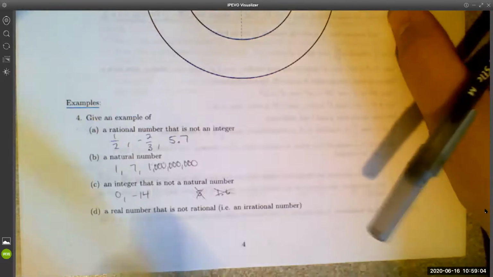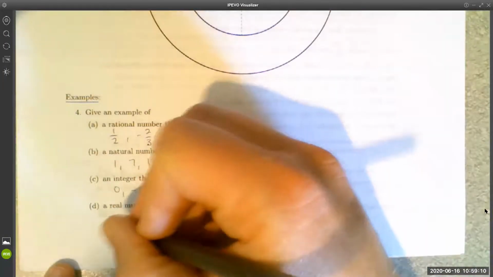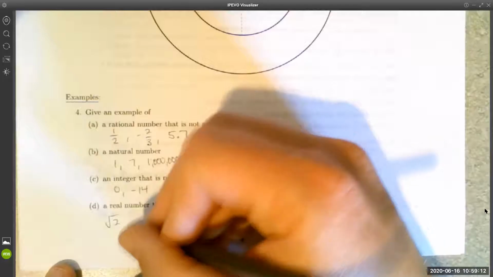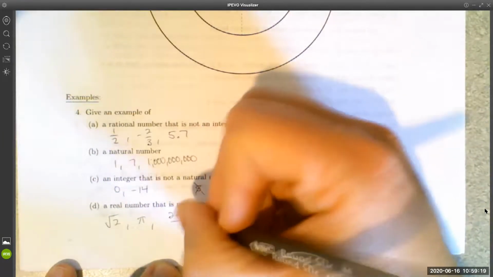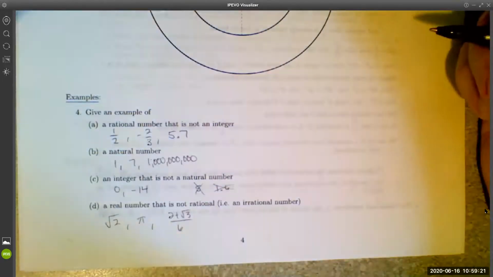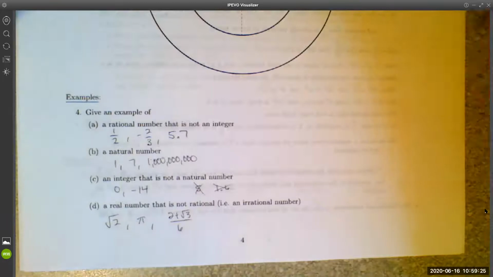Part D. An example of a real number that's not rational. So an irrational number, we talked about the square root of 2, or pi, or (2 plus root 3) over 6. These are all irrational numbers.